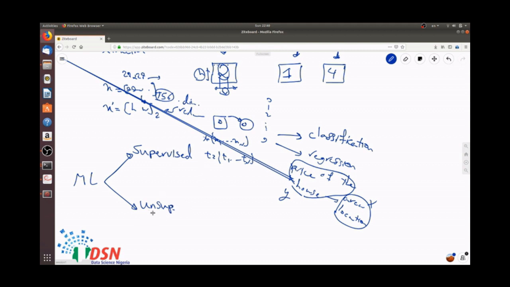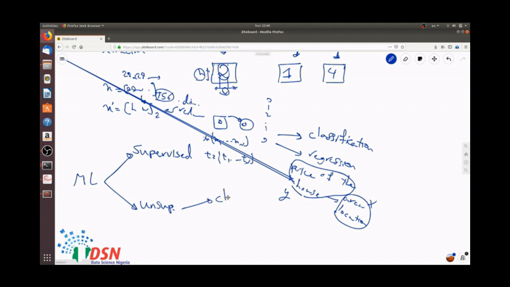The second category is unsupervised. In unsupervised, we actually want to know more about the data themselves. The training data does not have any corresponding label.